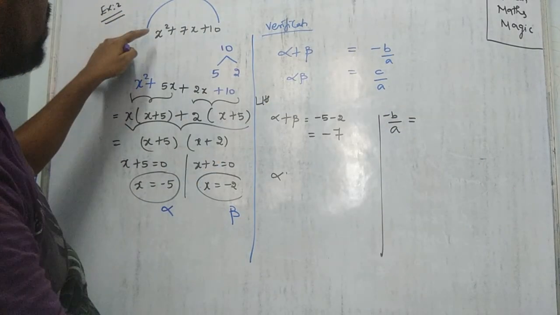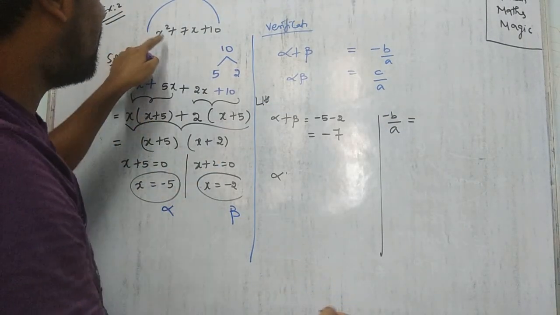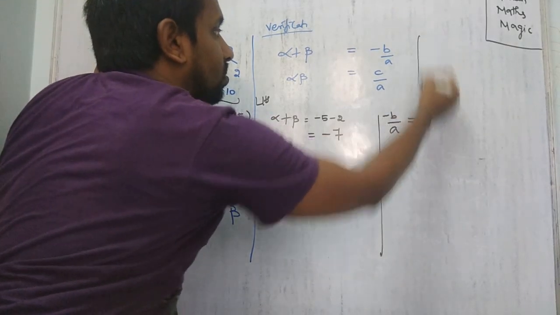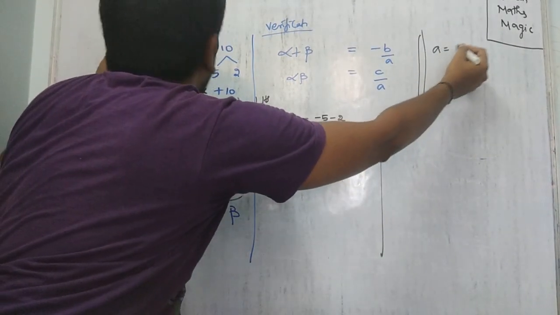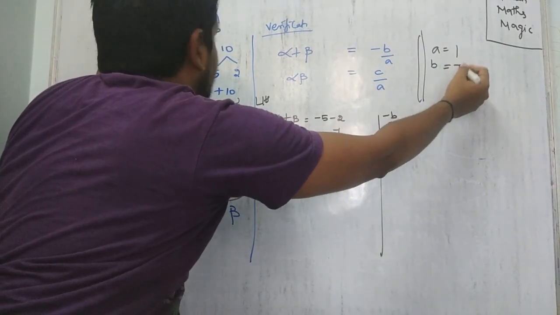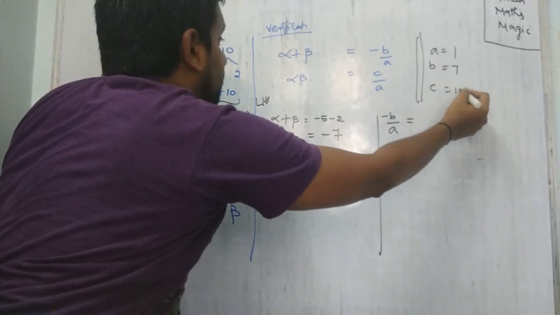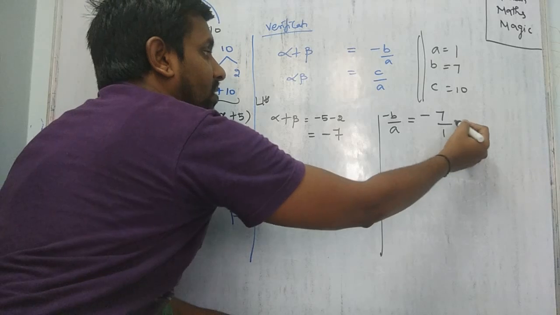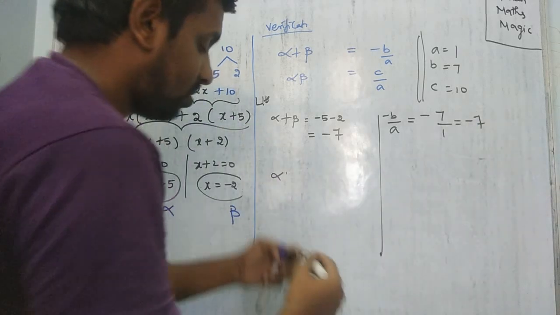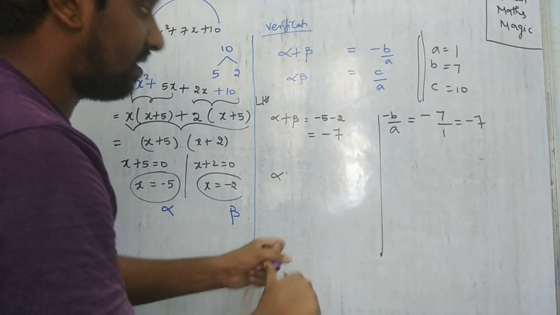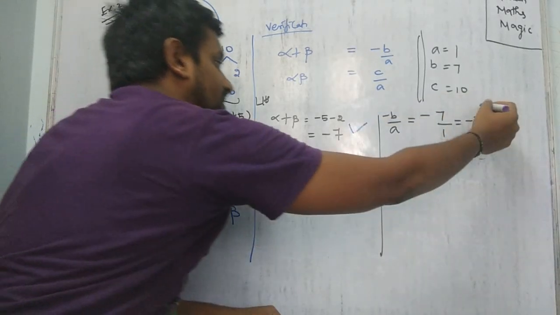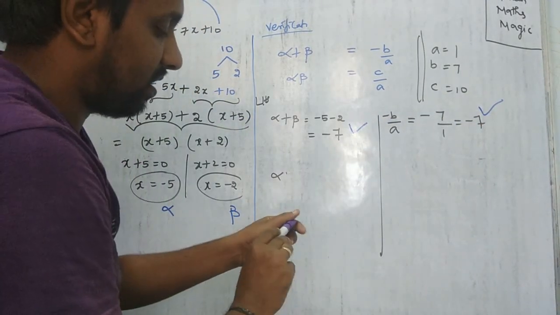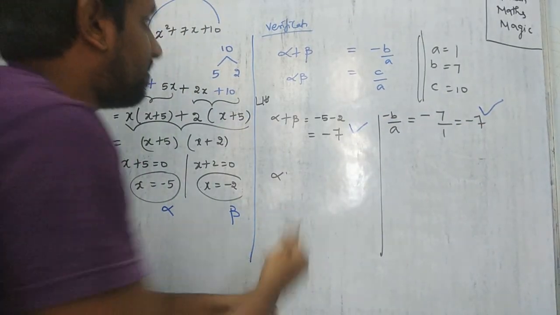Now what are the values of a, b, c in this question? I already told you how to compare x square with the coefficient. So x square has coefficient 1, the coefficient of x is b, and the constant is 10. So in place of minus b it is 7, in place of a it is 1. So minus 7. So LHS is minus 7, RHS is also minus 7. One part is correct.